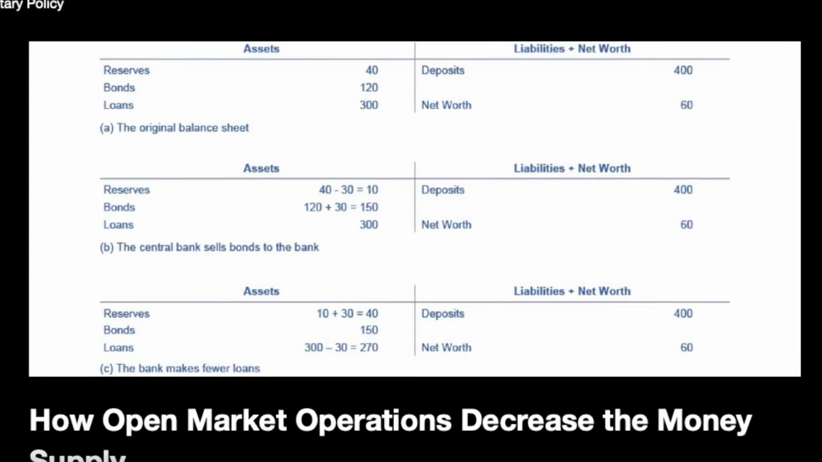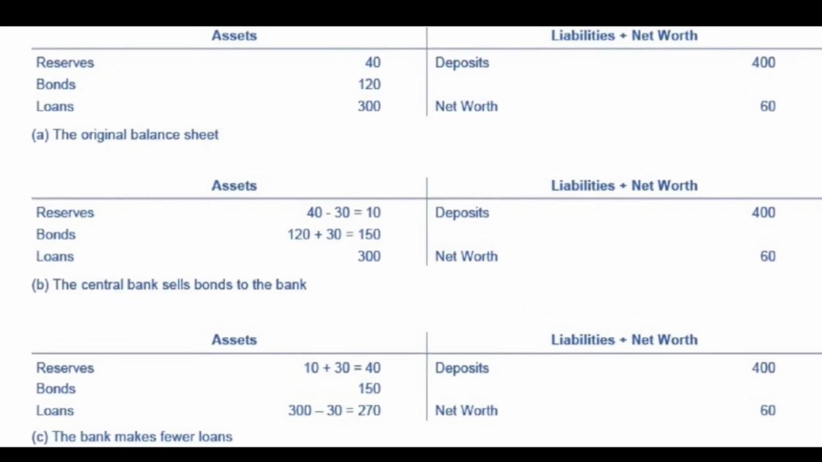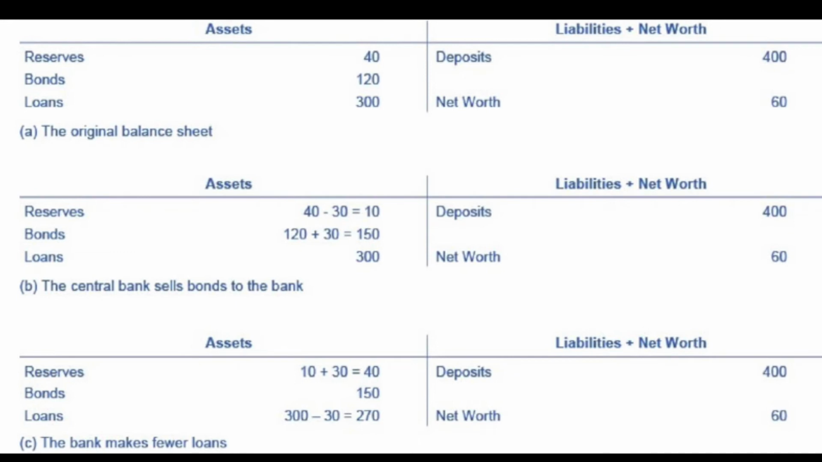How open market operations decrease the money supply. Table A shows the balance sheet of Happy Bank before the central bank sells bonds in the open market. Table B shows that Happy Bank purchases $30 million in bonds. Happy Bank sends $30 million of its reserves to the central bank, but now holds an additional $30 million in bonds.